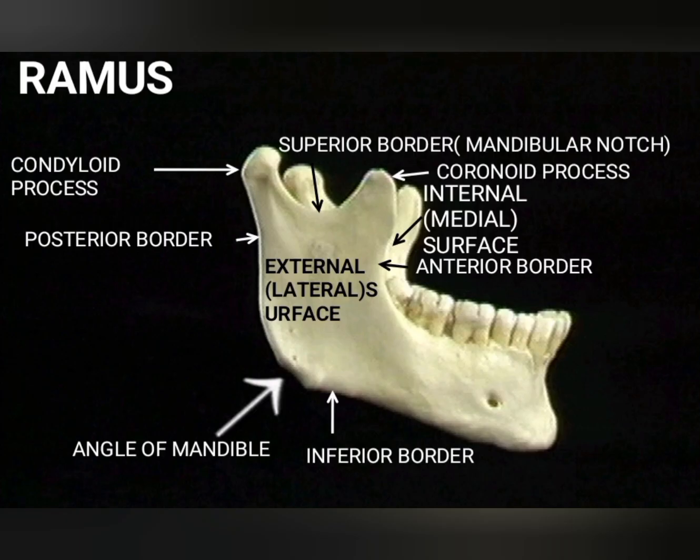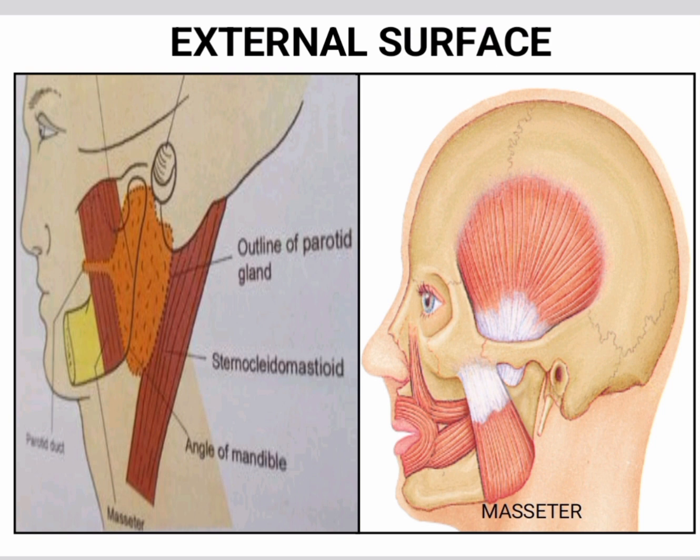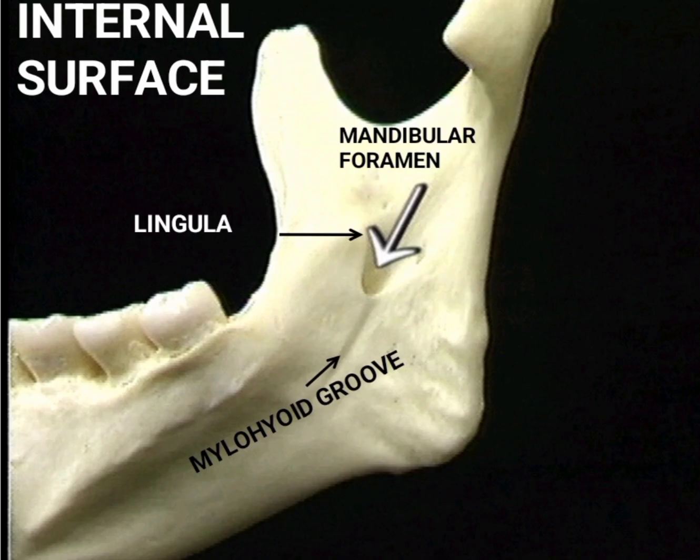Ramus is quadrilateral in shape. It has two surfaces, external surface or the lateral surface and the internal surface or the medial surface. It has 4 borders, superior border, inferior border, anterior border and posterior border. And it has 2 processes called the coronoid process and the condyloid process. Posterior part of the external surface is related with the parotid gland, and the external surface gives insertion to the masseter muscle. Internal surface presents a foramen called the mandibular foramen which leads to the mandibular canal.